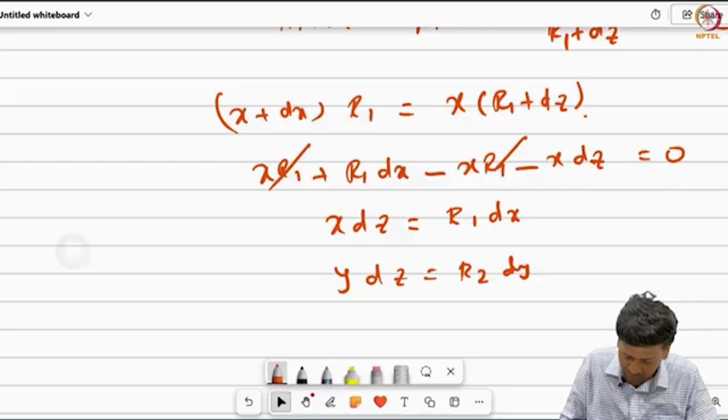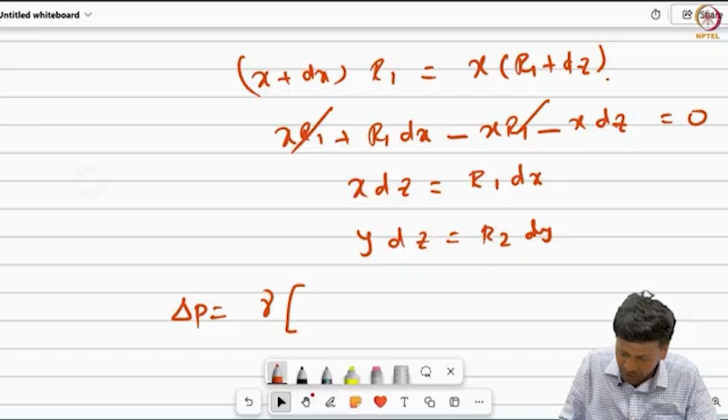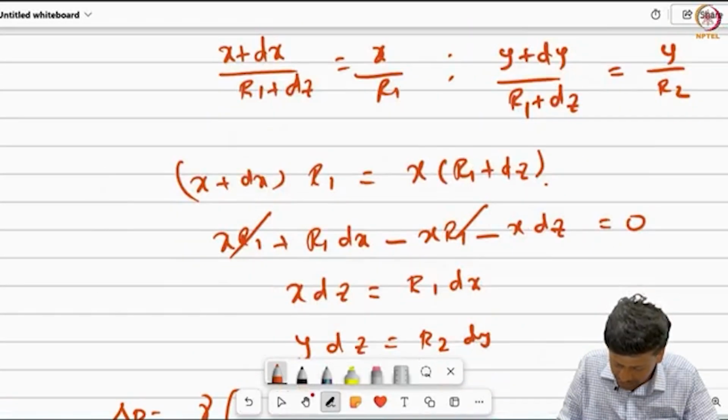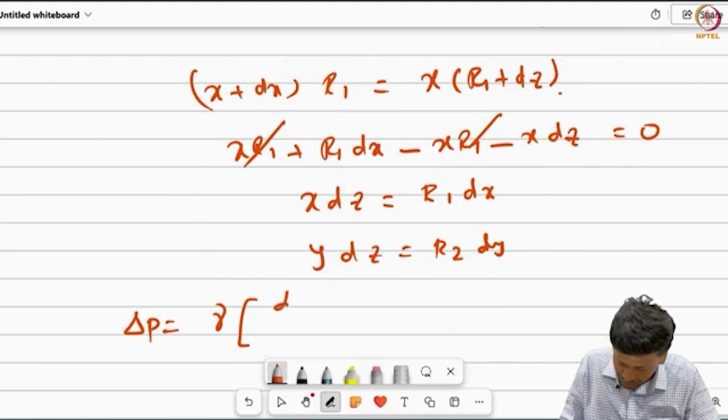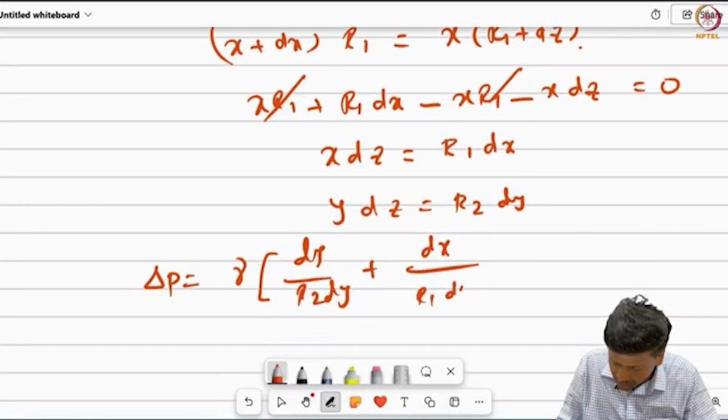So if I substitute back, then I would get delta p is nothing but gamma into dy by y dz, where y dz is R2 dy, plus dx by x dz, where x dz is R1 dx.